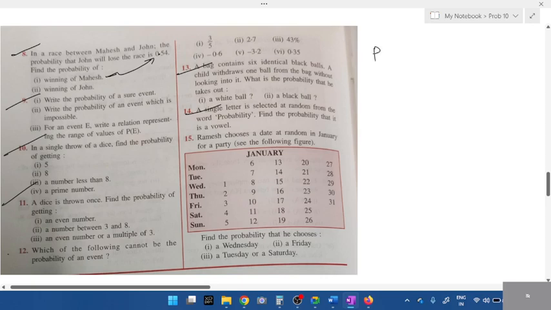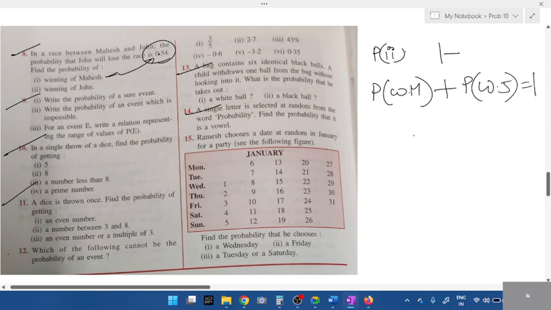Second one, tell me the next one, students. Probability of who's winning? Second. Yes, winning of John. So out of 1, what is the value of Mahesh? Yes, 0.54. So out of 1, you have to subtract. The formula is the same. P of winning of Mahesh, I'll write WM, plus probability of winning of who's the other person? John is equal to 1.